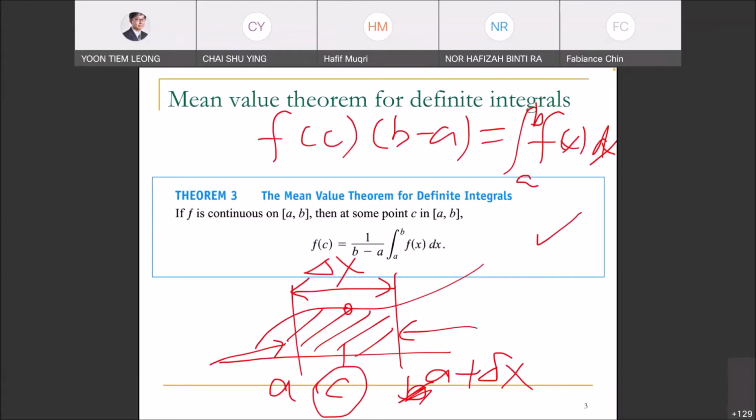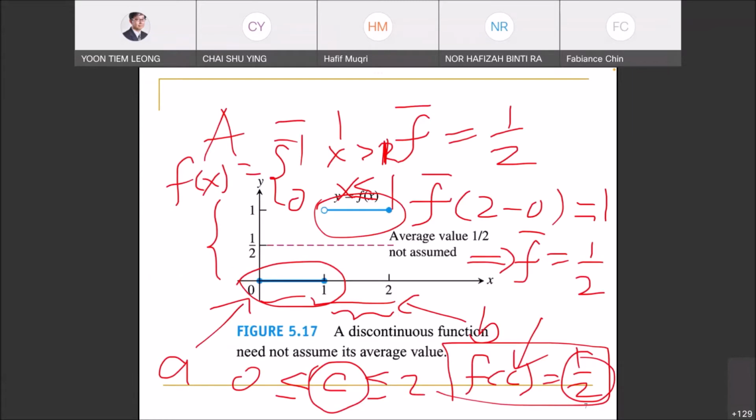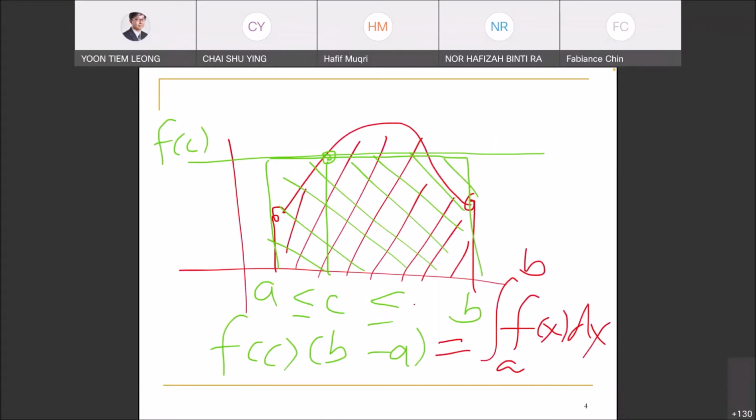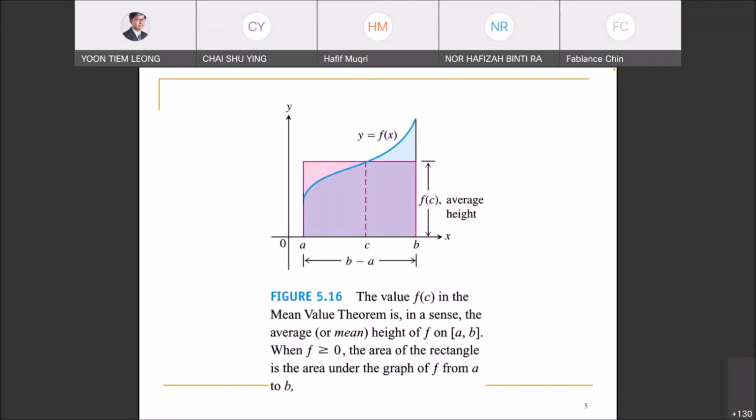Theorem 3 says if you have a function that is continuous, then it guarantees the existence of c. But here it's a function that is not continuous. Therefore, you do not have the existence of c. The existence of c is not guaranteed. So it's a counterexample that illustrates the application of the theorem here. It's just an illustration that the guarantee of the existence of the value of c only applies for functions that are continuous.